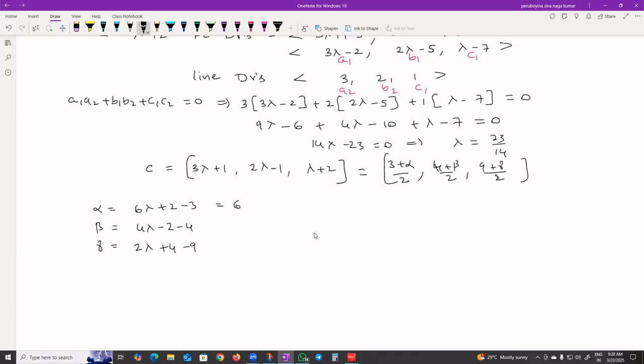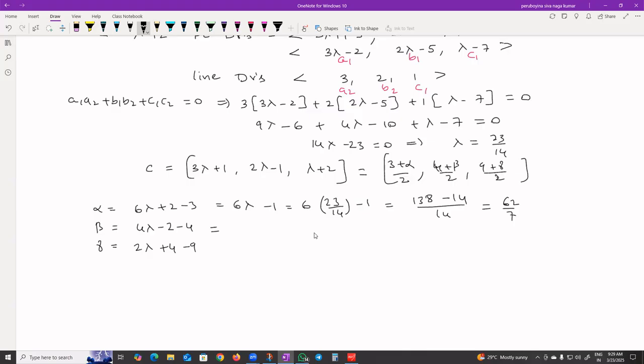Let's calculate this: 6 lambda minus 1. We know lambda is 23 out of 14, so 6 into 23 by 14 minus 1. If you take the LCM, keep that 14 the same. 6 times 23 is 138, minus 14, divided by 14. So the alpha value will be 62 by 7.